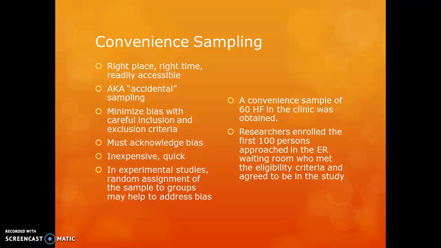A convenience sample of 60 heart failure patients in the clinic was obtained. Researchers enrolled the first 100 persons approached in the ER waiting room who met the eligibility criteria and agreed to be in the study. That's also called consecutive sampling. It's a form of convenience sampling.